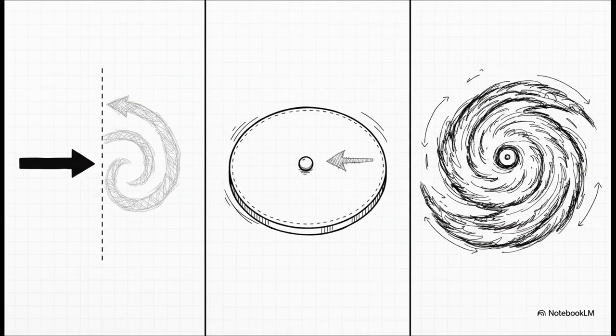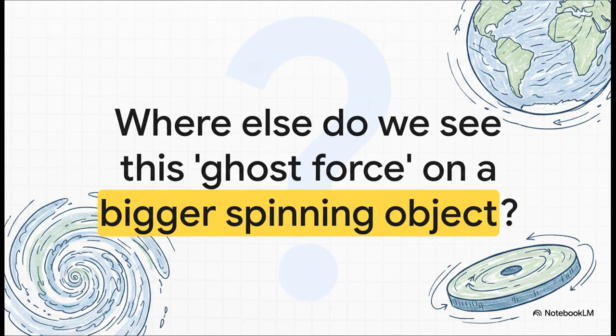And that brings us to one last really cool thought. This whole principle isn't just for abstract physics problems on a little disk. It applies to the massive spinning object we're all living on right now, the Earth. That same Coriolis force is what causes hurricanes to spin and what drives large-scale ocean currents. A fictitious force with very, very real consequences for all of us.